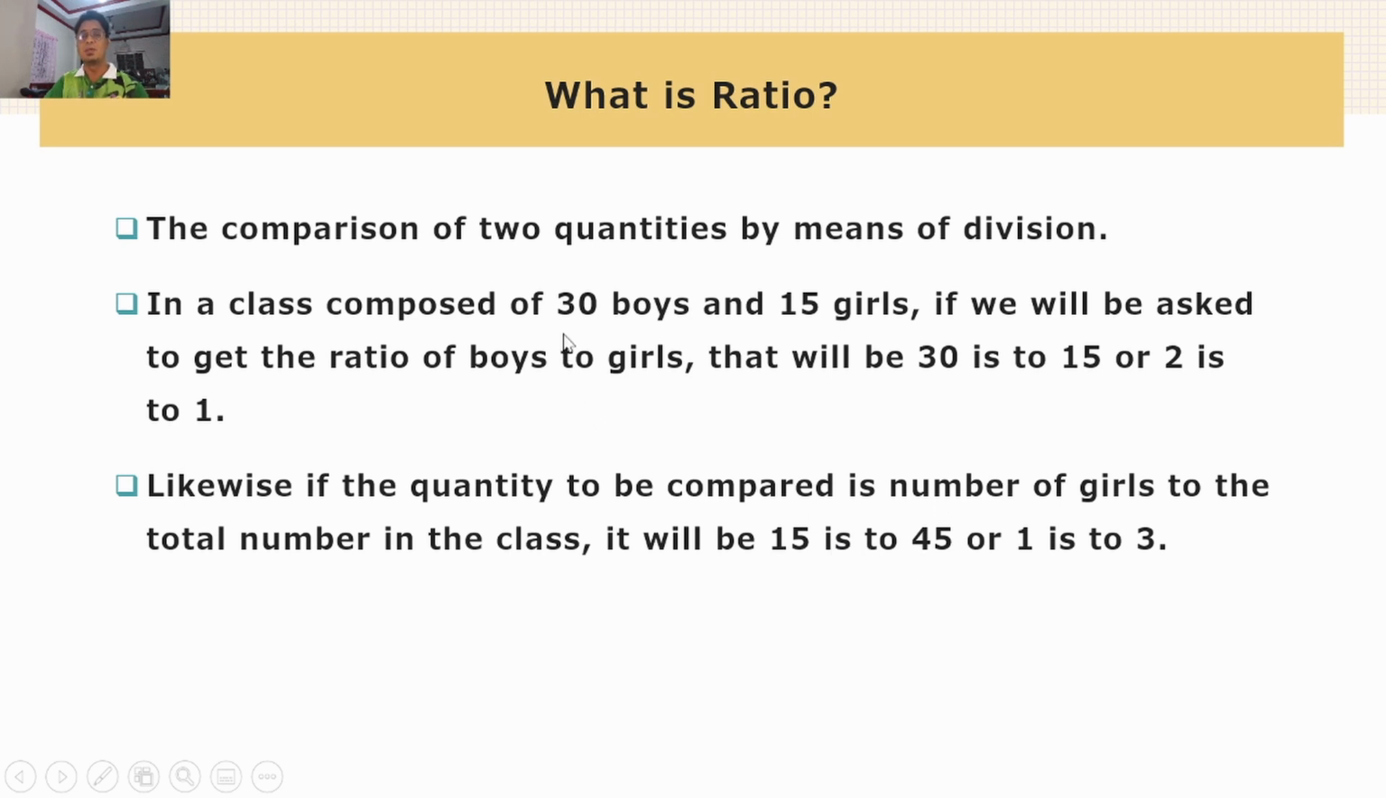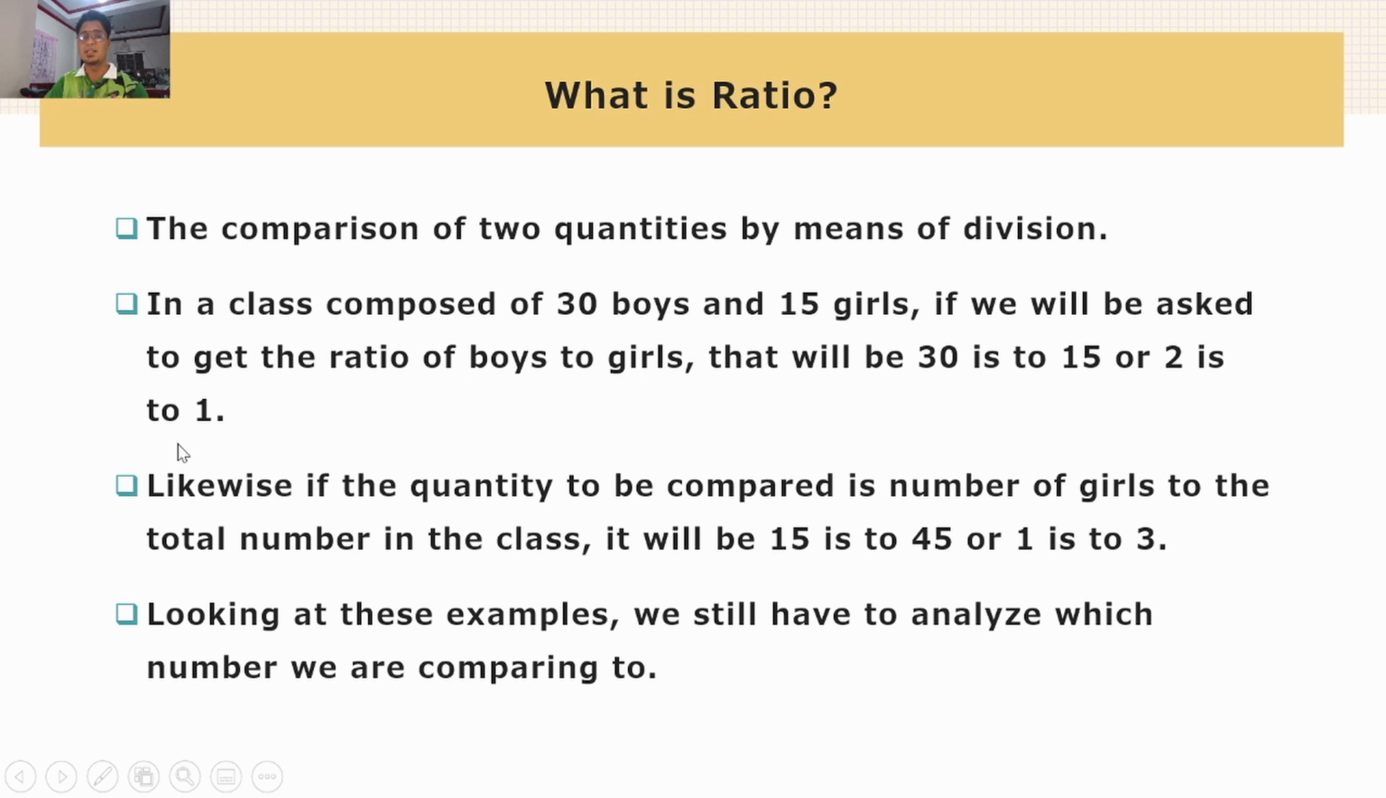Saan nanggaling yung 45? Yung total natin, which means we have to add the number of boys dun sa number of girls. So that is 15 is to 45, or in its simplest form, that will be 1:3. This will be the representation of the ratio dun po ng babae sa total number of learners in a class. So looking at these examples dito sa dalawa, we still have to analyze which number we are comparing to. As I have mentioned, hindi porket ito yung nakita mong number, siya na kagad yung lalabas. Kasi kagaya sa pangalawang example, wala ka naman nakikitang 45 dito sa mismong given, pero dun sa sagot mo magkakaroon ng 45.